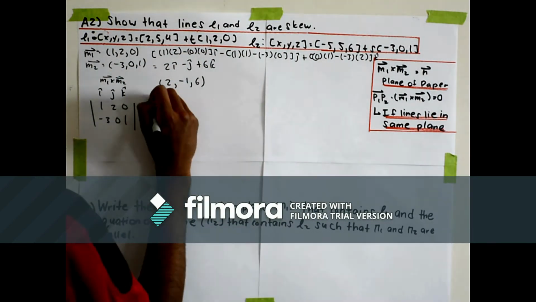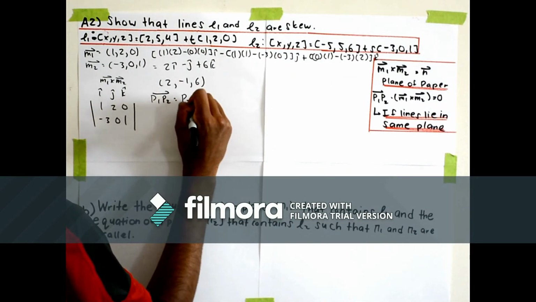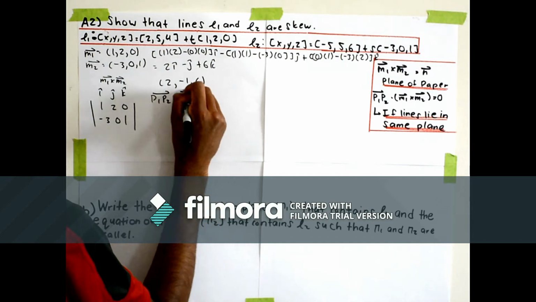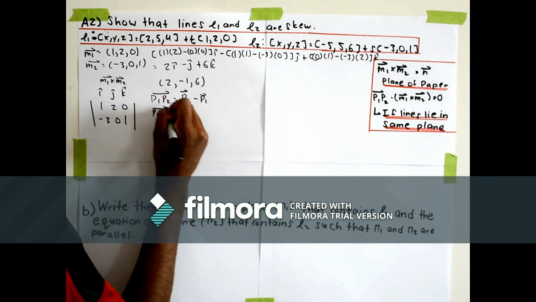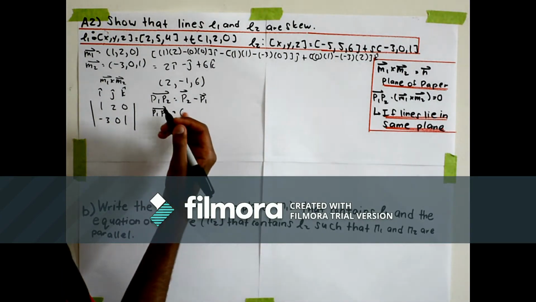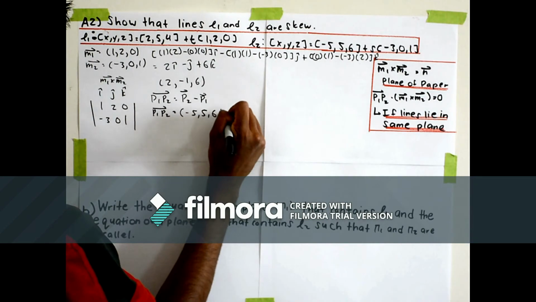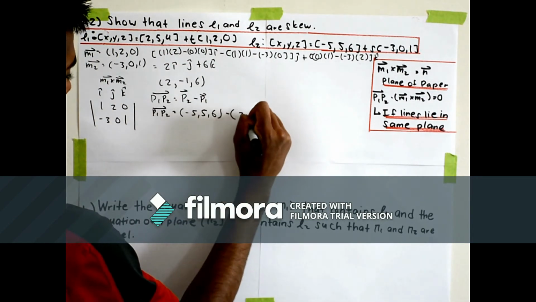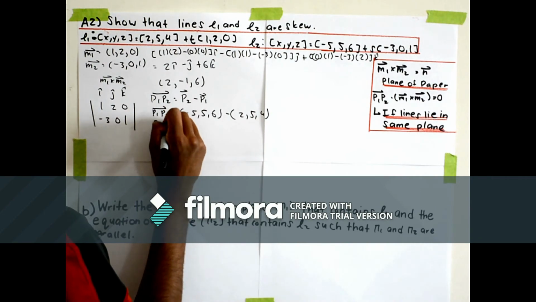So now we're going to find vector P1P2. To find vector P1P2, we must subtract point P1 from point P2. Point P2 is -5, 5, and 6, and point P1 is 2, 5, and 4. Therefore, when we subtract point P1 from point P2, we get a final vector P1P2 of -7, 0, and 2.